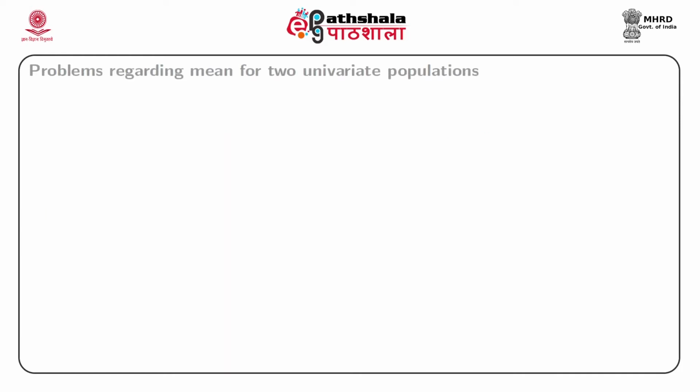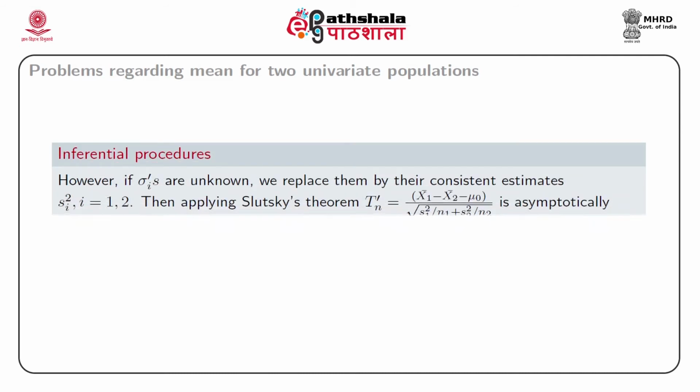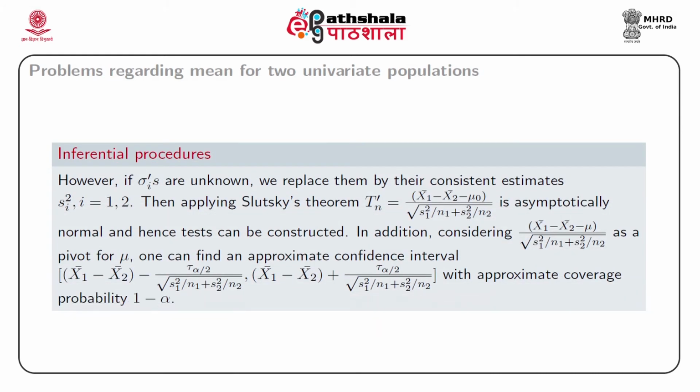Next, consider the case when sigmas are unknown. Naturally, if sigmas are unknown, we replace them by their consistent estimates Si square. Then, applying Slutsky's theorem, again the modified statistic Tn dash, which is defined as x1 bar minus x2 bar minus mu naught, whole thing divided by square root of s1 square by n1 plus s2 square by n2, is asymptotically normal, and hence tests can be constructed using this Tn dash.